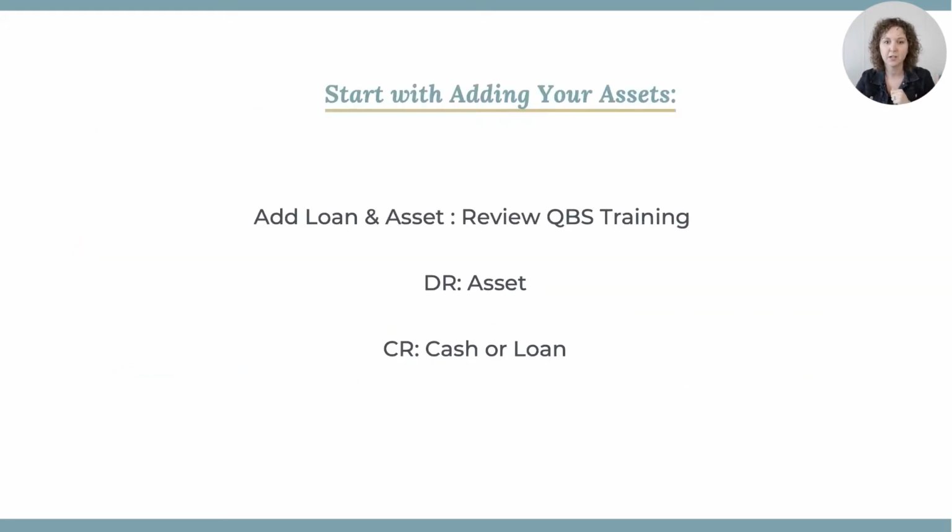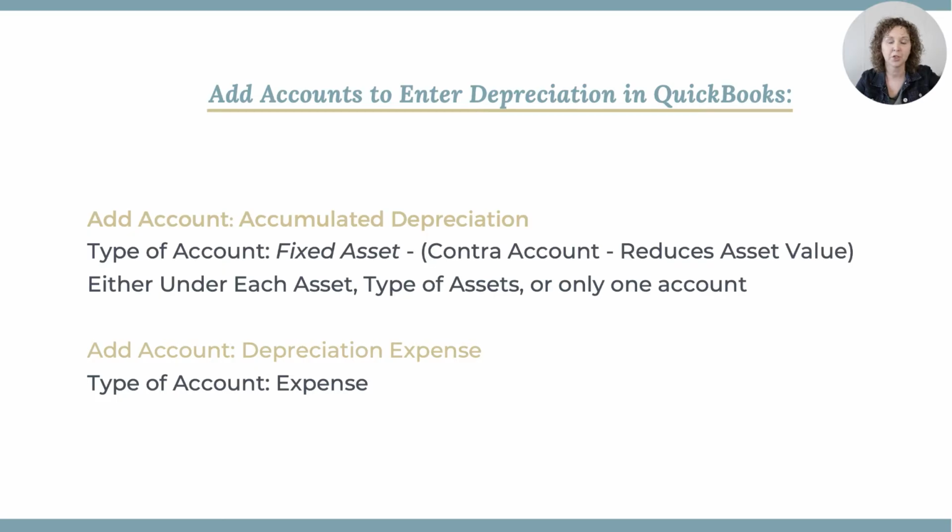Okay, sound good? So you're going to start with adding the asset, and you would already have added that. I did a simplified training on this before, so that's what this is about. So how do you do that? You're going to go in and add a depreciation account, and you're going to add a depreciation expense. There's two accounts. So you've already added the asset in the past. Now we're just expensing it.